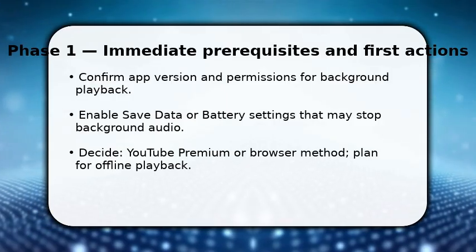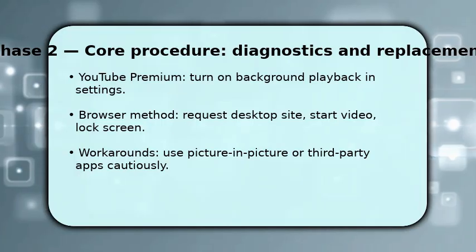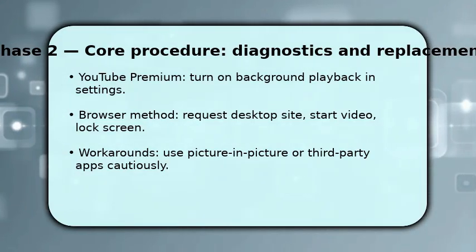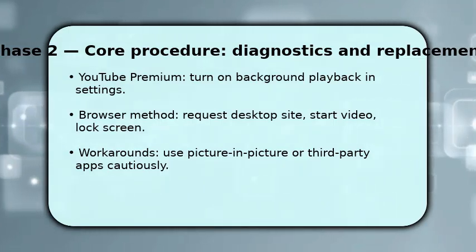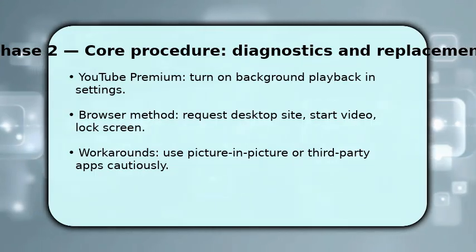If you have YouTube Premium, go to Settings, Background, and Downloads and toggle background playback. That lets audio continue when locked. If using a browser, request the desktop site, start the video, then switch apps and use the notification or control center to resume audio. This keeps sound when the screen is off.